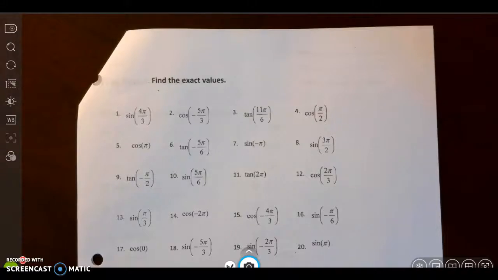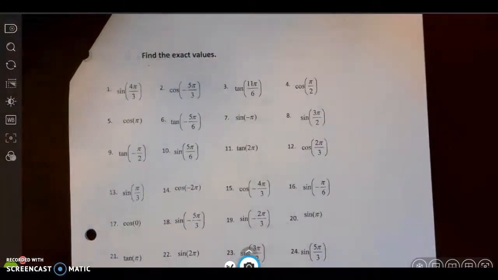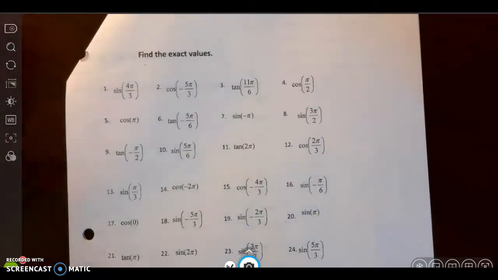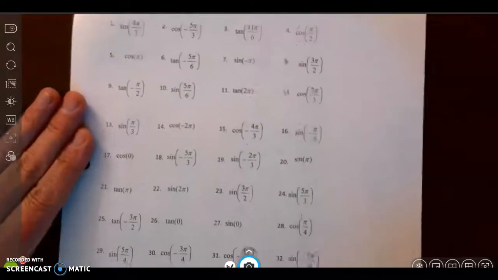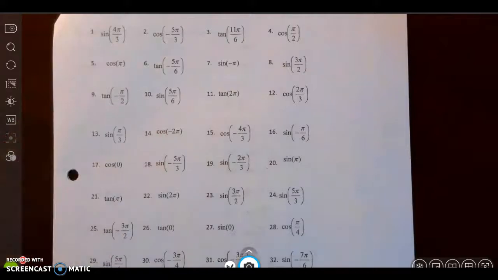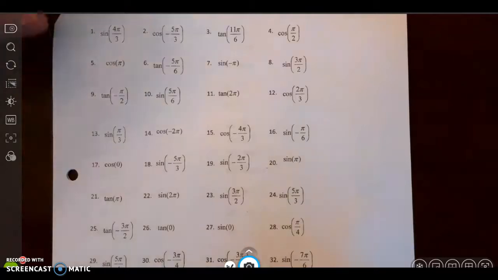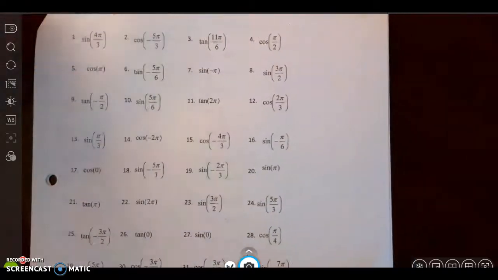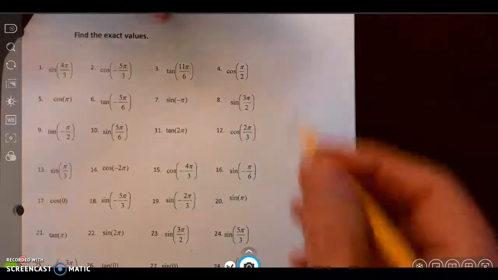Finding the exact values. This is meant to be a practice page. You're really meant to try and do this without looking at the unit circle. Your completed one, if you want to fill out a newly completed one and do it, you could do that. The whole idea is that you do need to memorize the unit circle. And so I'm going to show you how I would do this in helping myself to memorize the unit circle.